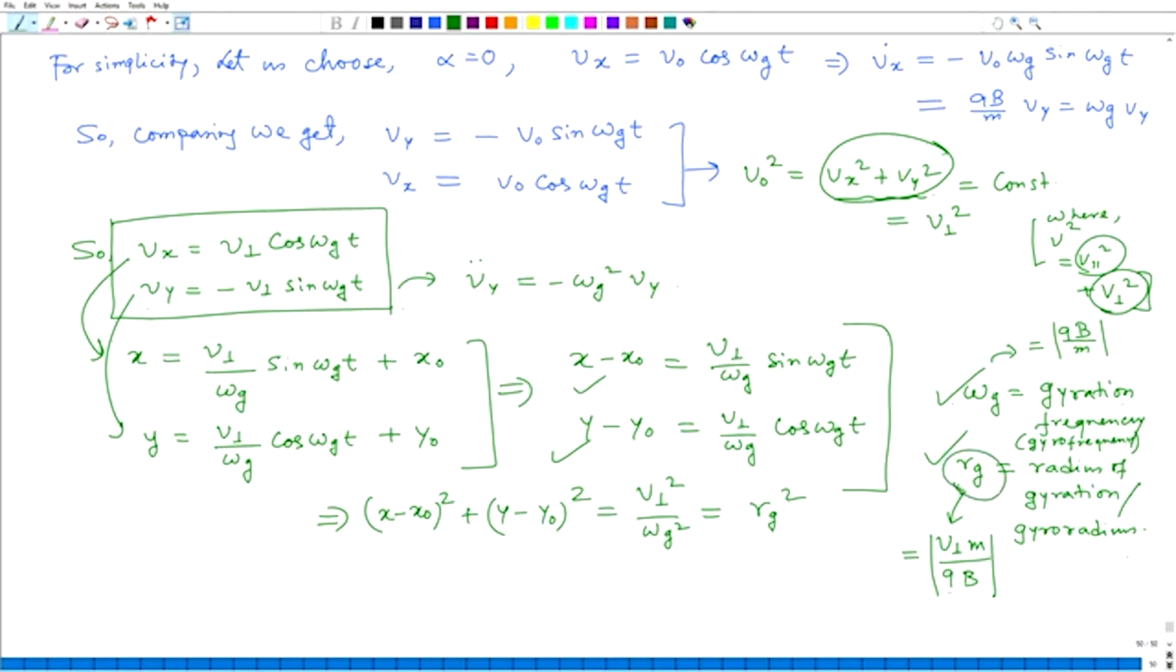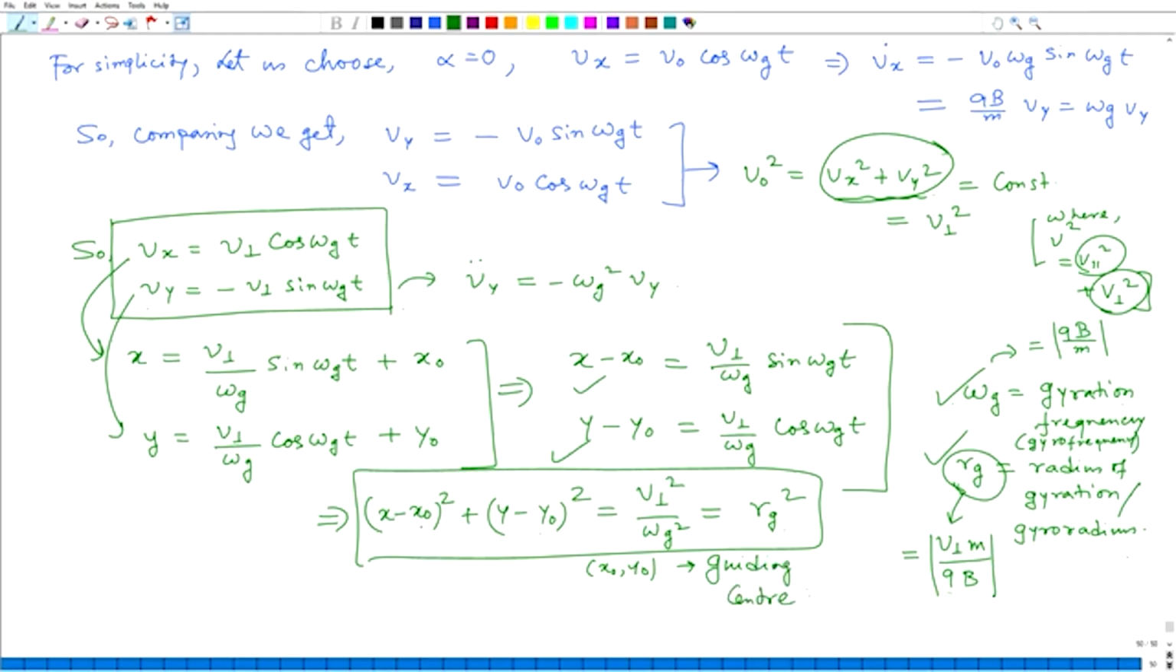So, you see that in the xy plane, finally the particle is moving in a circle of radius rg with its center at x0 and y0. These x0 and y0 are called the guiding center. Now, in this xy plane, if this is the x direction and y direction, the particle is moving in a circle like this, and this is your rg.